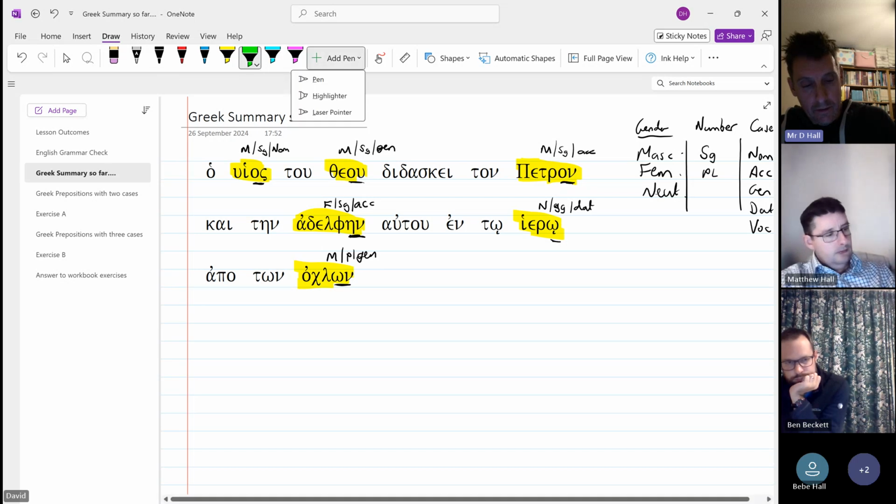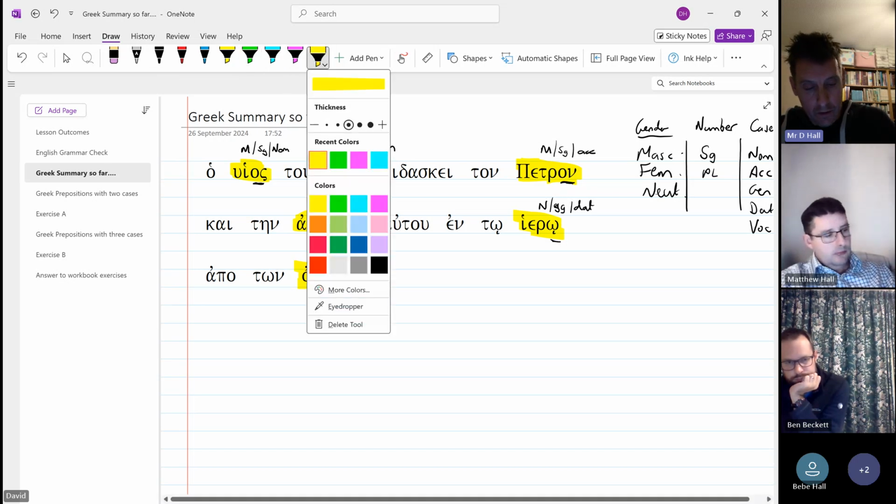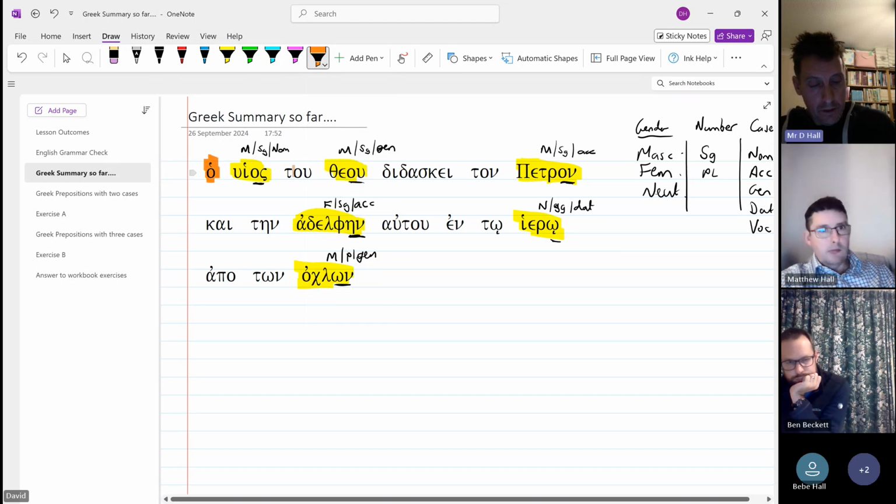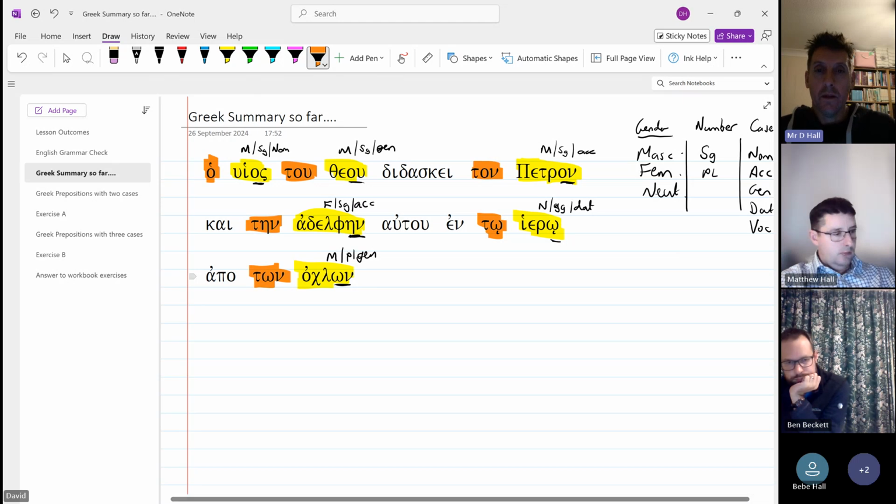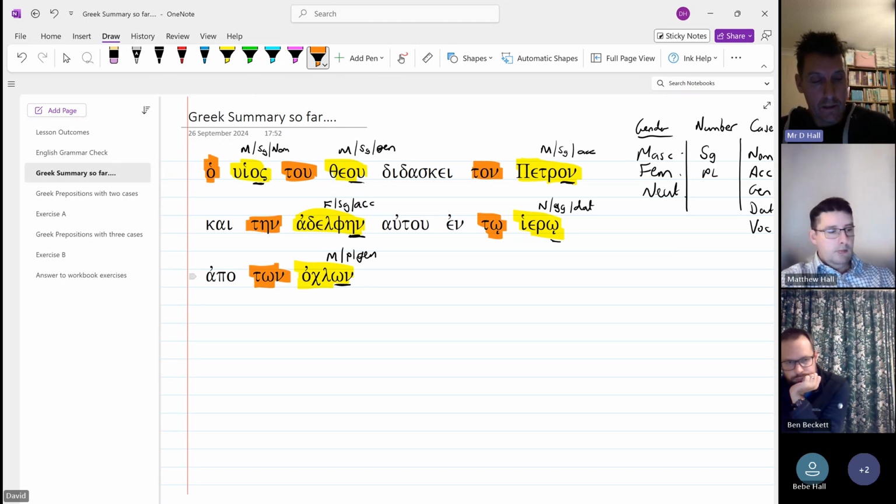So I could have a different color highlighter because we didn't talk about those. I'll just do them in orange. So these articles here, all of these words which I'm highlighting in orange, are all words that mean the. And the reason why they're all different is that in Greek, in order to connect the article with the noun, it actually has to agree in gender, number, and case.